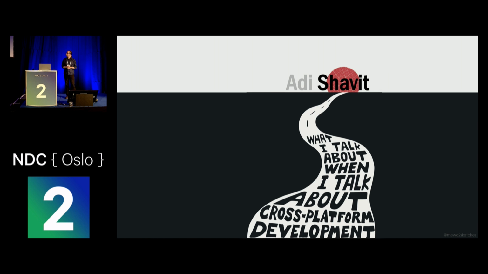My name is Shavit, and today I want to talk to you about what I talk when I talk about cross-platform development. Now, I don't know if any of you recognize this, but I stole this from Haruki Murakami's book, What I Talk About When I Talk About Running, which is a book about running. And he actually stole it from Raymond Carver from another book. So I decided I'm going to continue that tradition.